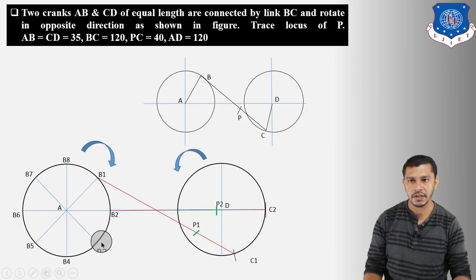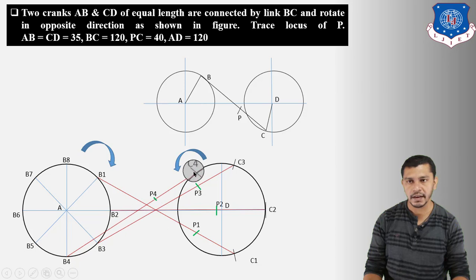Now put your rounder on B3, give an arc on the circle having length equal to 120 mm. So here we will get C3. Connect B3, C3 and mark point P3 on this line. So P3 will be 40 mm from point C3. Now put your rounder on B4, give an arc on the circle having length equal to 120 mm and mark C4. Connect C4 to B4 and mark P4 on this line 40 mm from C4. Now put your rounder on B5, give an arc on the circle having length equal to 120 mm again. Connect C5 to B5 and mark P5 on this line 40 mm from C5.